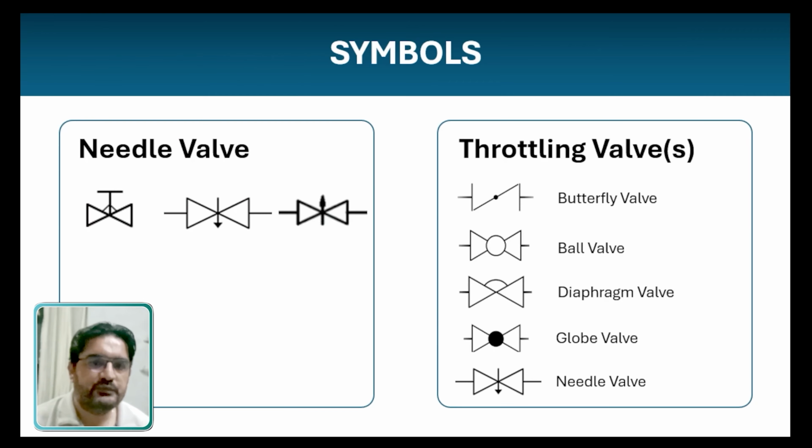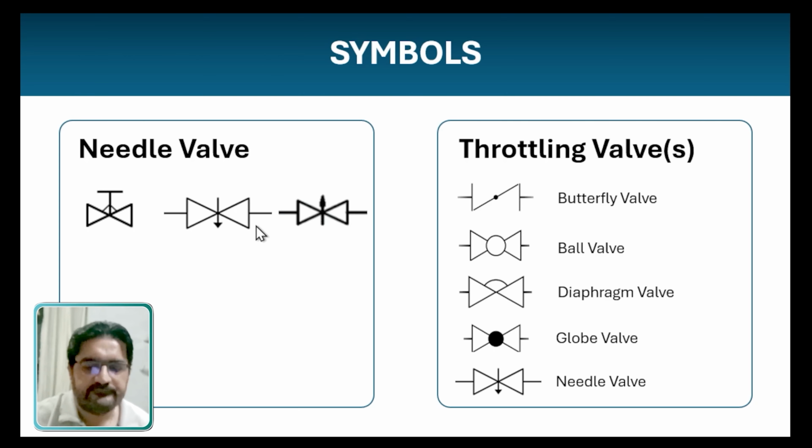On P&IDs, both valves have distinct symbols. The throttling or globe valve symbol shows a movable disc on the flow line. And these are some other types of throttling valves, like the butterfly valve. It has this particular symbol on the P&ID. A ball valve is there, and a diaphragm valve with this particular circular symbol. It shows a diaphragm valve, globe valve, and I have also included the needle valve because basically it is also a part of throttling valves. Sorry. And needle valves are represented on P&IDs with the help of these kinds of symbols.